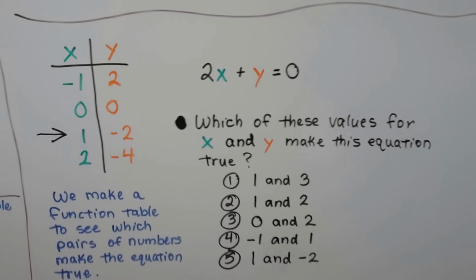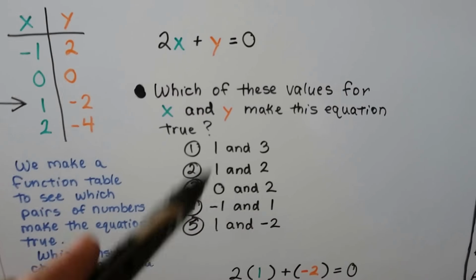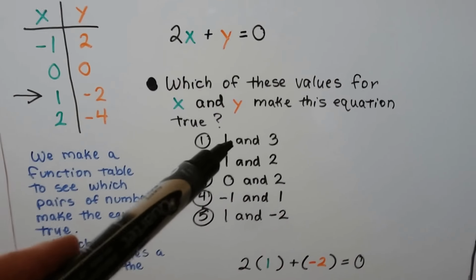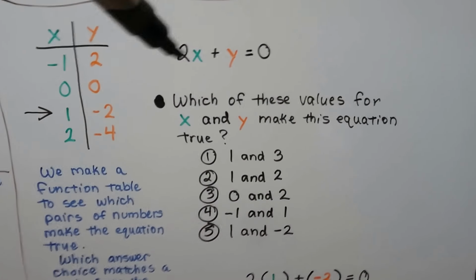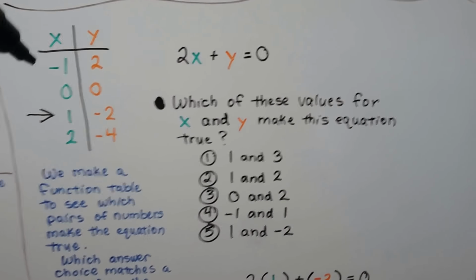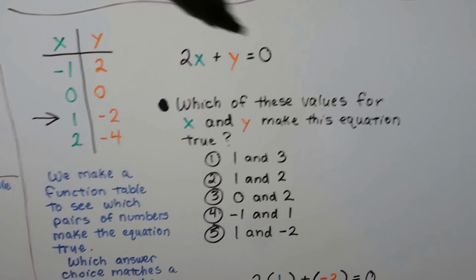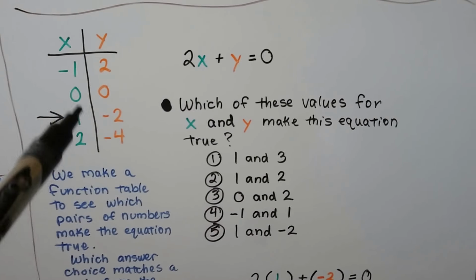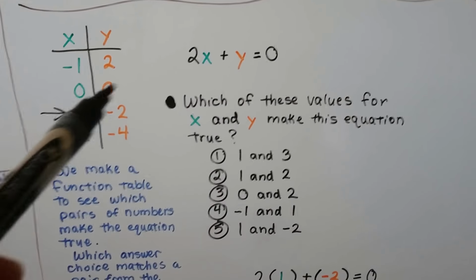This is 2x plus y equals 0. Which of these values for x and y make the equation true? So notice it says x and y. So it would be x, and that would be y. We can make a table and try to find numbers that will make this true. If we do 2 times -1, well, that's a -2. And if we add 2, that would give us a 0, right? Because that would make a 0 pair. -2 plus 2. 2 times 0 is 0. Plus 0 would be 0. So we could have 0, 0.